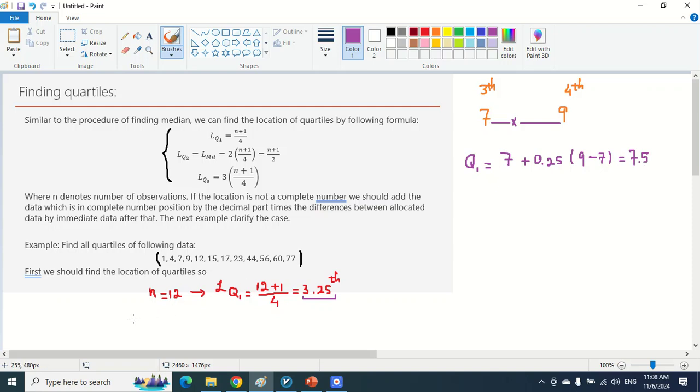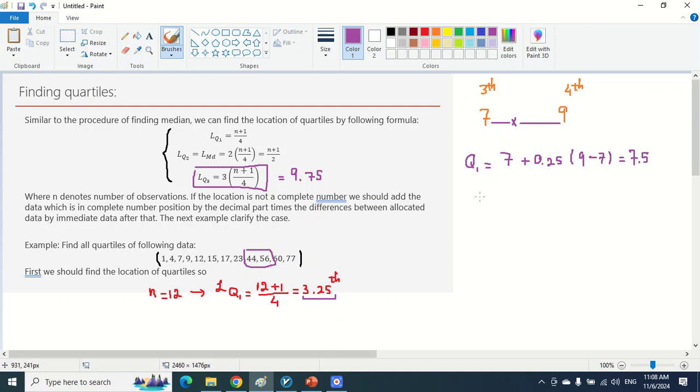For Q3 we have the same thing, and again the location of Q3 is calculated by this formula. It's 3 times the previous one, 3 times 3.25, which is 9.75 over here. If we consider that location, we should look at the 9th and 10th numbers, 1 2 3 4 5 6 7 8 9 and 10, which means it should be a value between 44 and 56.